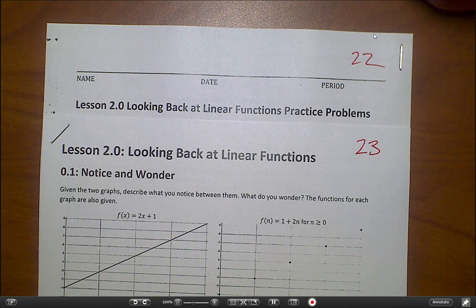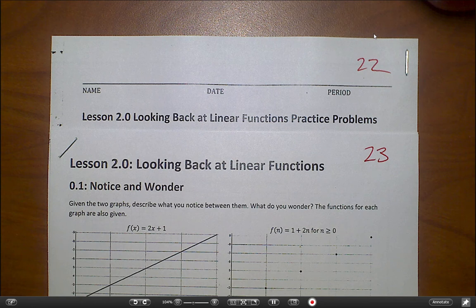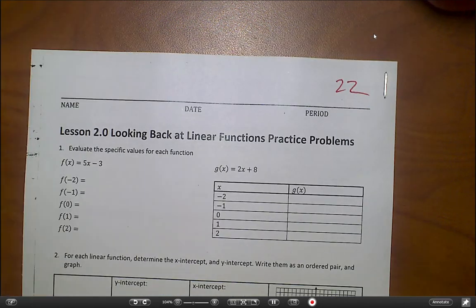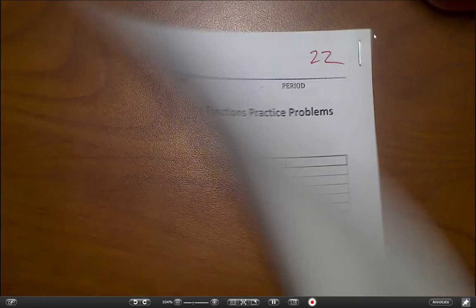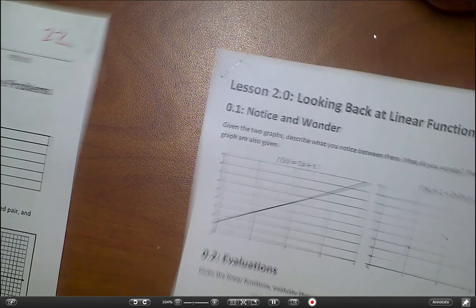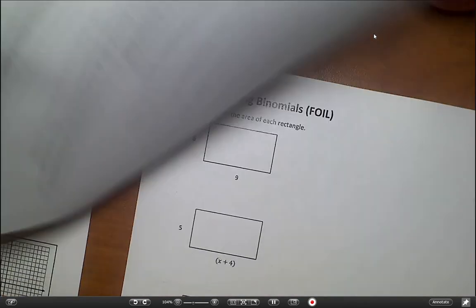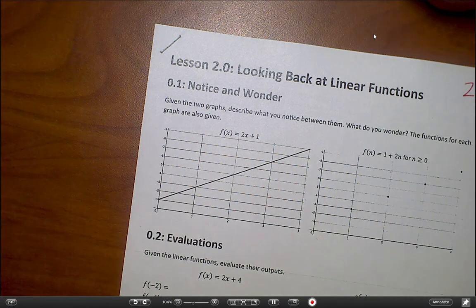I'll show you. If you notice, there's something different about these notes. Look at the staple. I stapled this one. So this is page 22, so you can tape it and go this way. This one's going to be page 23, so go this way.